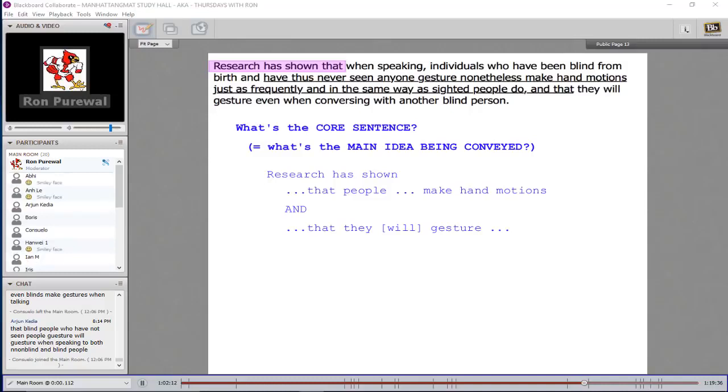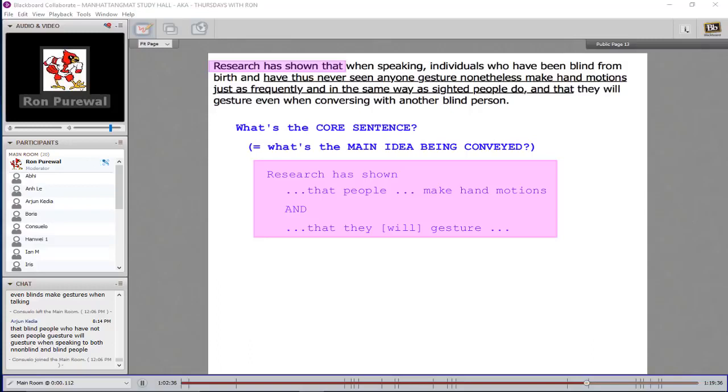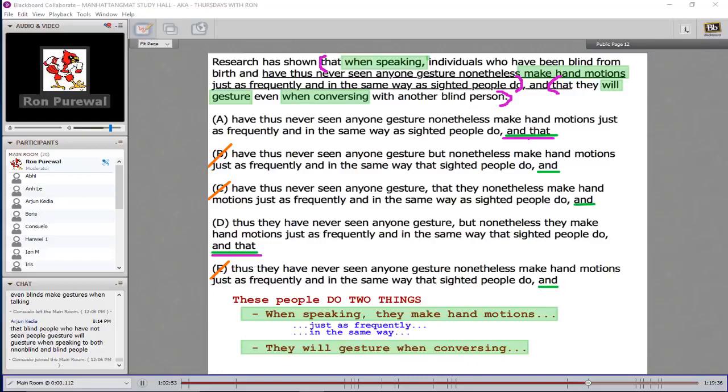So that's the core sentence. The rest of it is modifiers. Obviously you need the modifiers. I mean, you can't just say people because we are only talking about people who have been blind from birth. But in terms of determining what the core sentence is, you don't need to think about the modifiers. But the core sentence has to be constructed like this. If it isn't, it's incorrect. So let's talk about that. Because remember, you've got to figure this out in step one, before you go to the choices. So now let's go to the choices with that in mind.